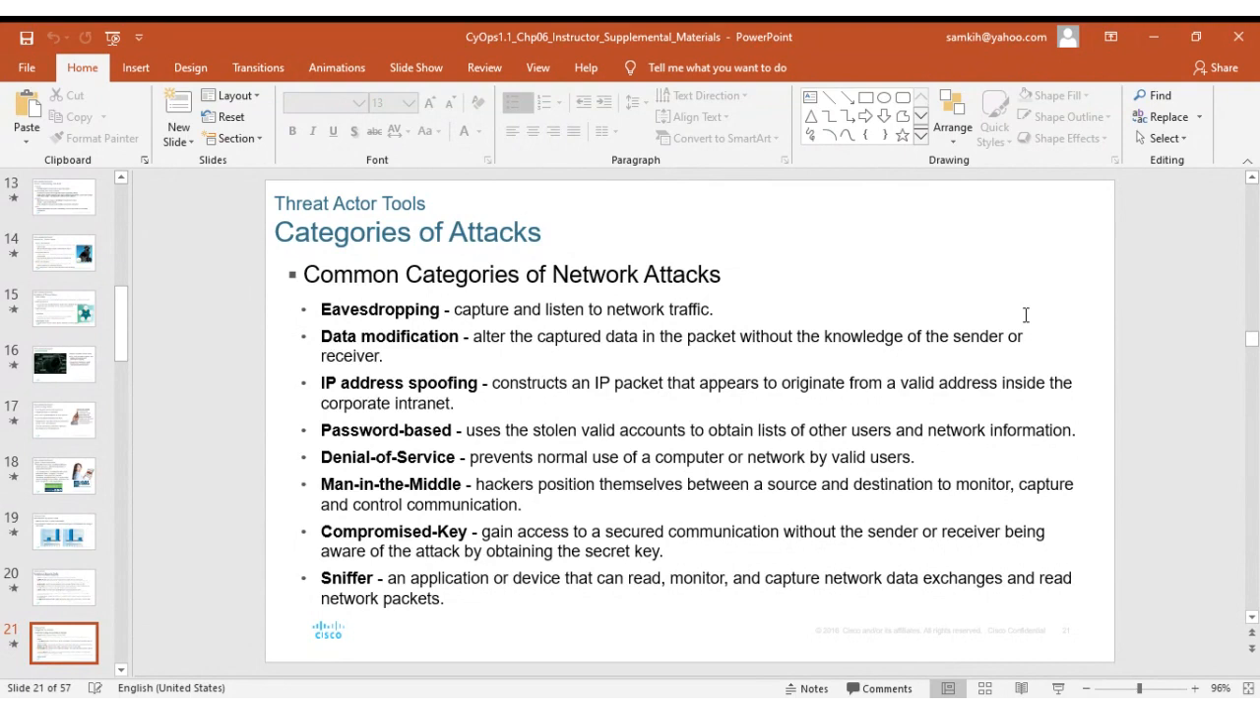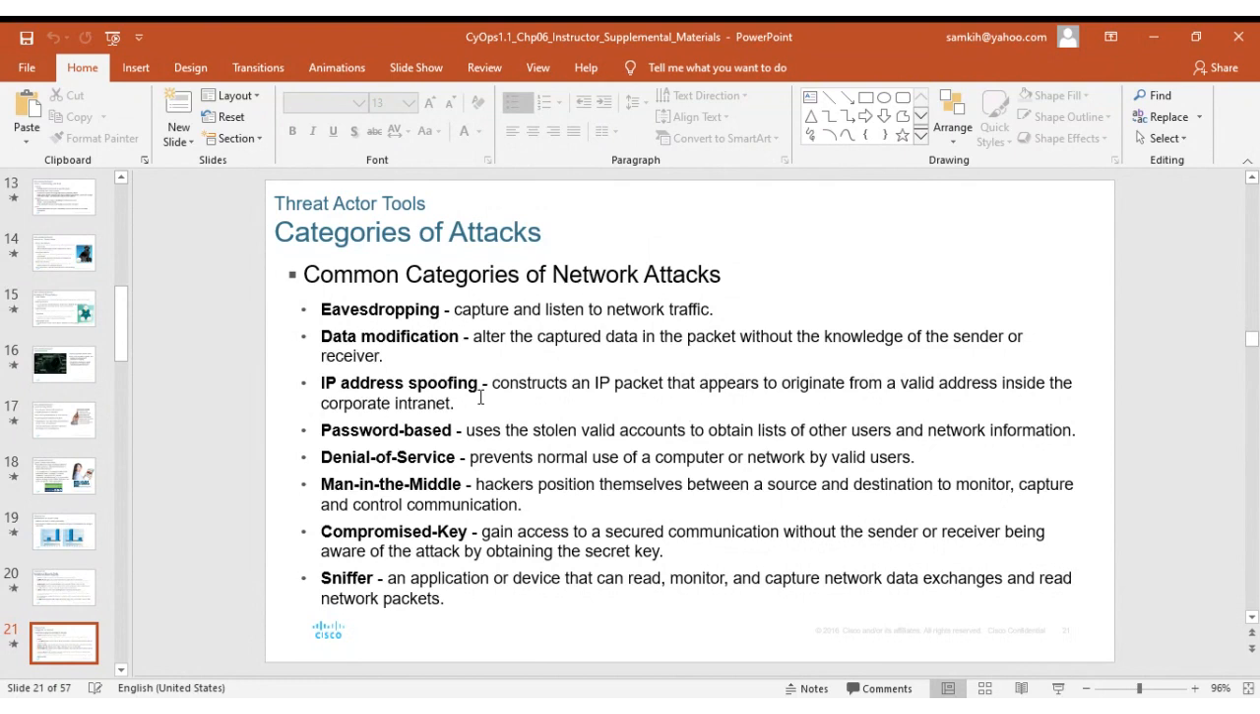Then IP address spoofing, where they construct an IP packet that appears to originate from a valid address inside the corporate intranet. These are normally used in a man-in-the-middle attack. When packets are sent from device A to device B, in between A and B we can have an attack whereby the packets are changed and appear to originate from a particular source. Then there are password-based attacks, which use a stored and valid account to obtain a list of other users and network information. This is another category of attack.